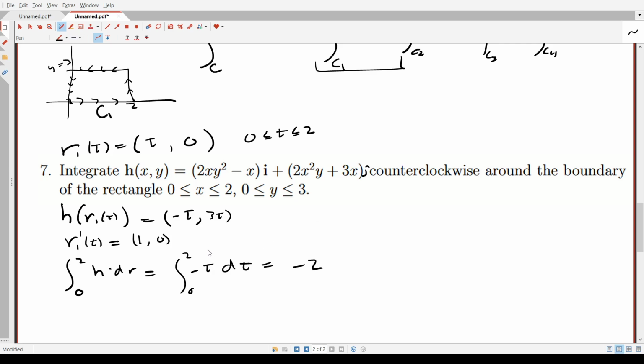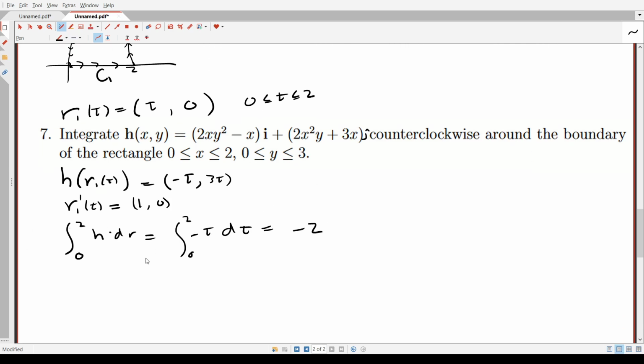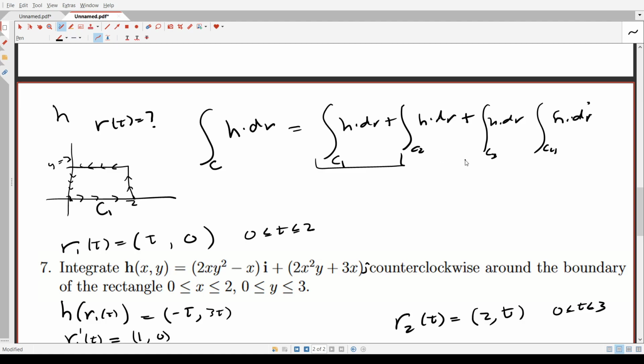Okay, so now we do the same thing for the next one. I'm not going to do the integral, but I'll show you what the parameterization was. So the parameterization for the next one, r2 of t, now my x is fixed constant, and we'll do the same thing for y. So y is equal to t, and t goes from 0 to 3, and I do exactly the same thing. Okay, and that's going to give me this one right here, right? The integral along the second portion.